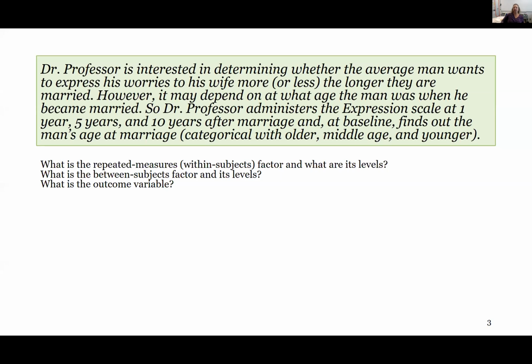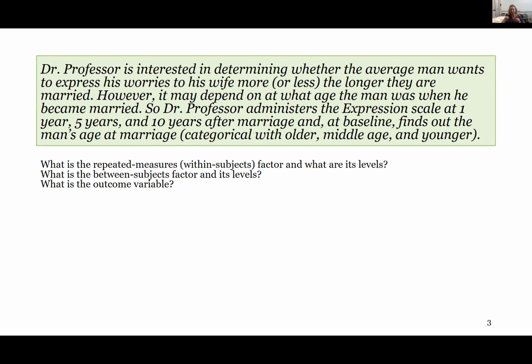Okay, so here is an example scenario of when this would be an appropriate technique. Dr. Professor is interested in determining whether the average man wants to express his worries to his wife more or less the longer they're married. However, it may depend on the age at which the man was when he got married. So not only are we going to measure this expression scale repeatedly at 1 year, 5 years, 10 years of marriage, but we're also going to split our men into those that were married when they were older, middle age, and younger. Now it's important here, we can only use categorical independent variables.